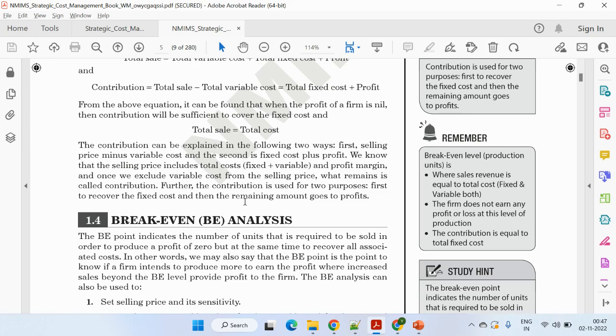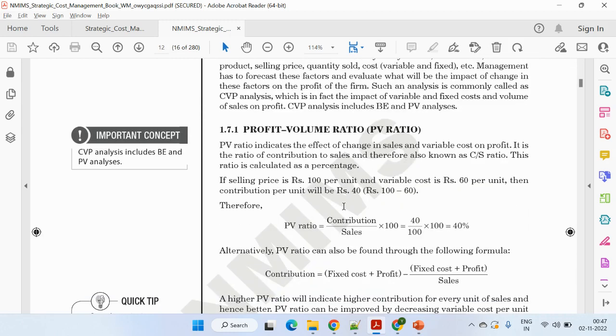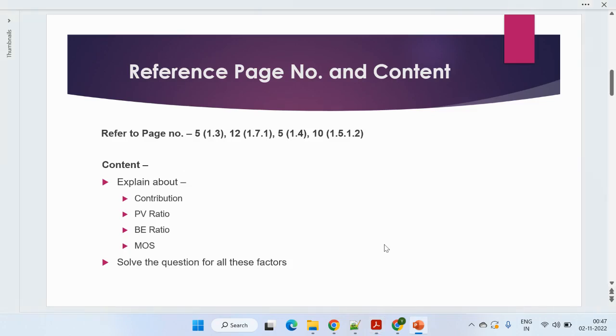Then the second part is the PV ratio. For PV ratio, go to page number 12. It's the profit volume ratio, which specifies the change in profit based on the change in sales and variable cost. You can say it's the C by S ratio, right? It is always calculated in the form of a percentage, which is contribution upon sales. These values are already provided.